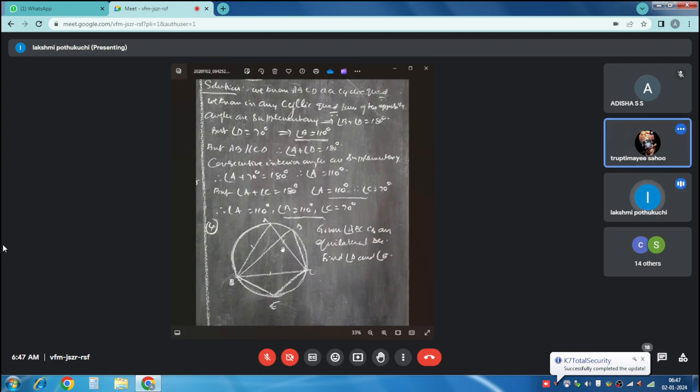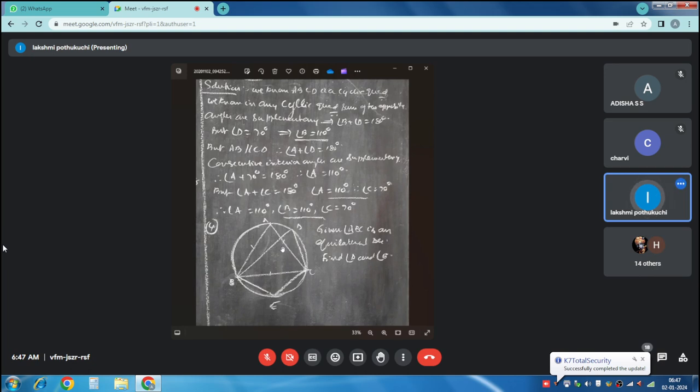120 degrees. How do you know? The sum of the opposite angles of a cyclic quadrilateral is supplementary. We know DBEC is a cyclic quadrilateral. The sum of the opposite angles is supplementary, but angle A is equal to 60 and angle BEC is equal to 120 degrees.